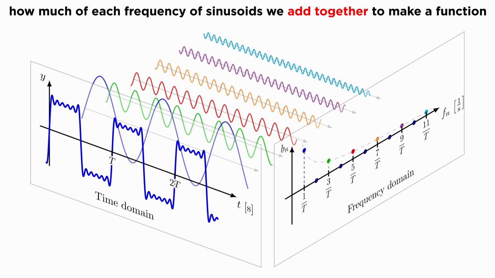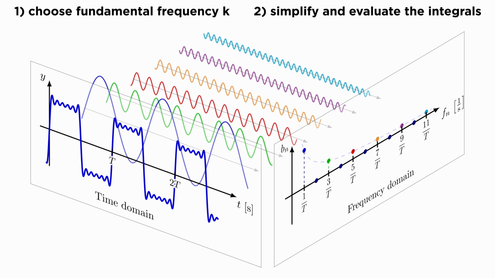So in summary, Fourier series tell us how much of each frequency of sinusoids we can add together to make up any given function. So to find a Fourier series of a given function in general, we just need to choose an appropriate fundamental frequency k, spot any easy simplifications, and evaluate the integrals for the coefficients.